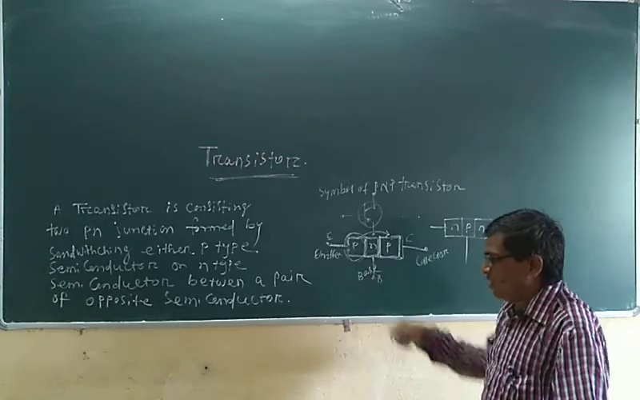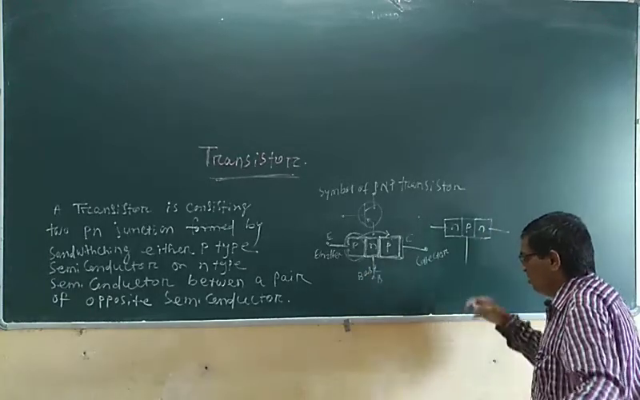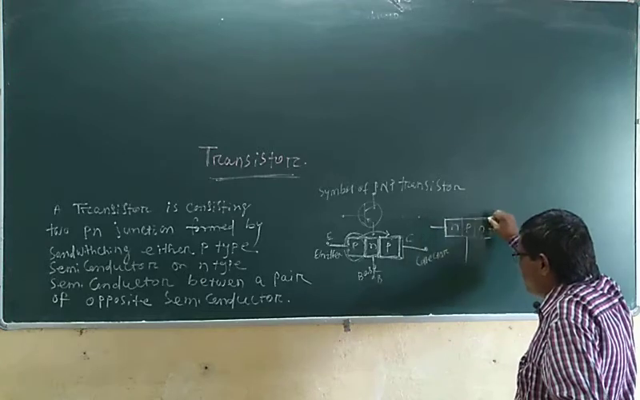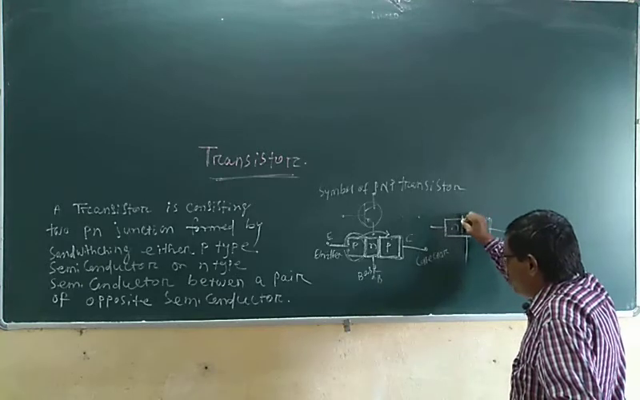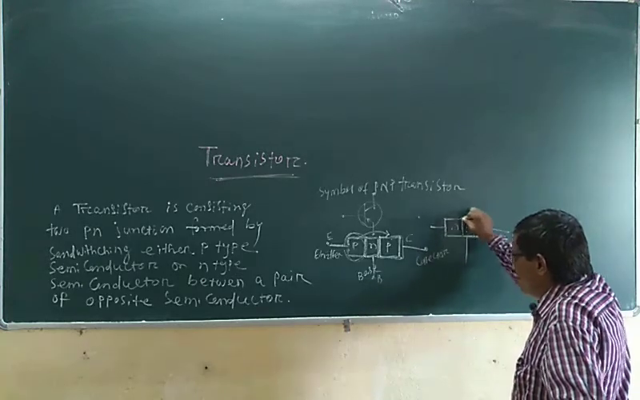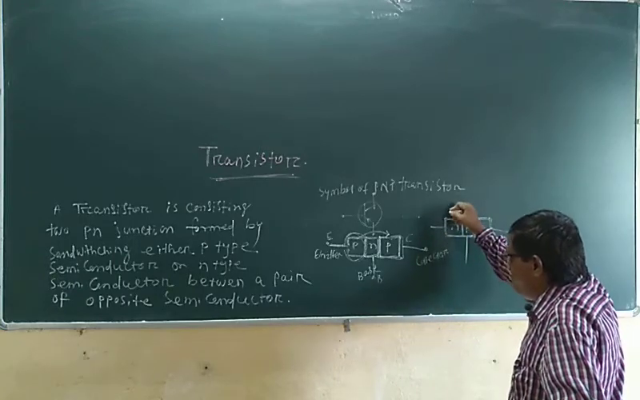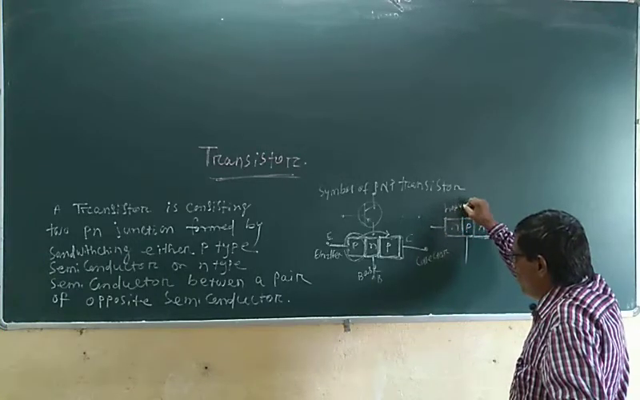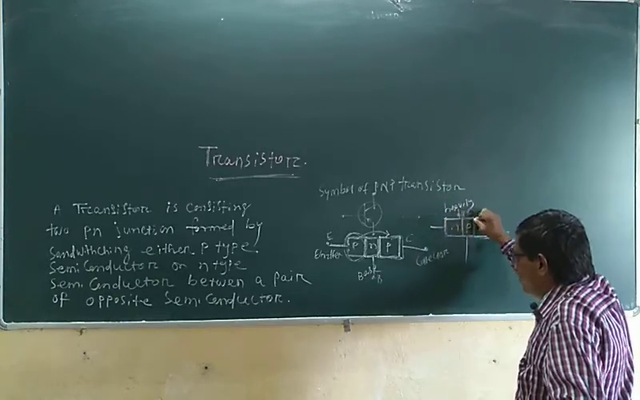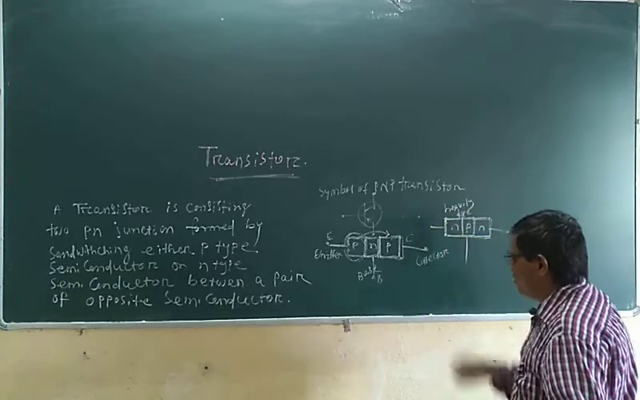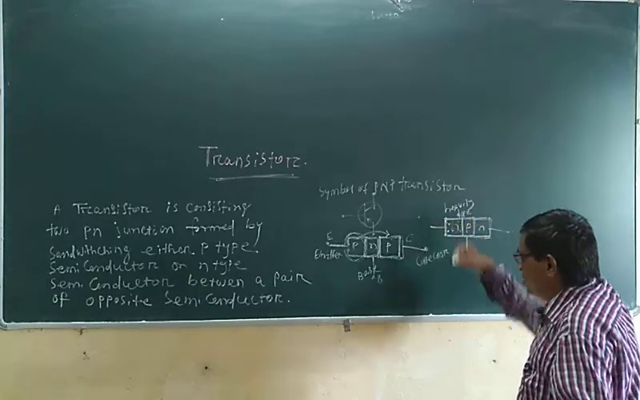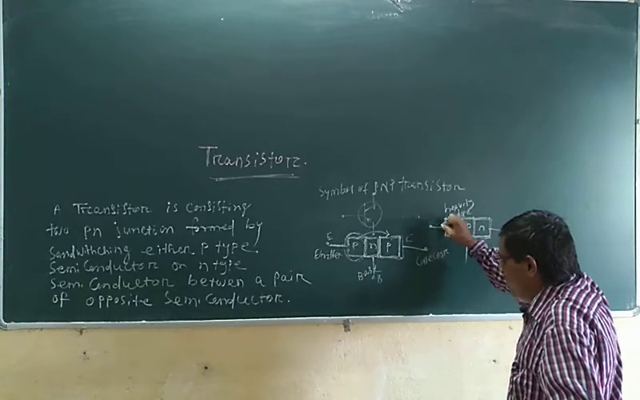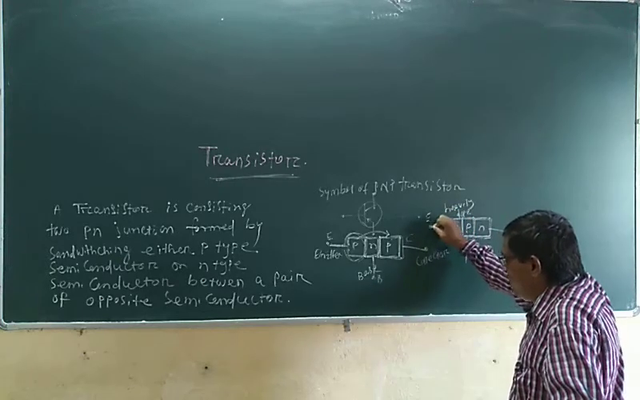Now, in this way, we are understanding in this NPN transistor, this junction or this side of a junction is heavily doped. Heavily doped means high concentration of charge particles are present here. So due to heavily charged particles present here, this section emits the electrons.